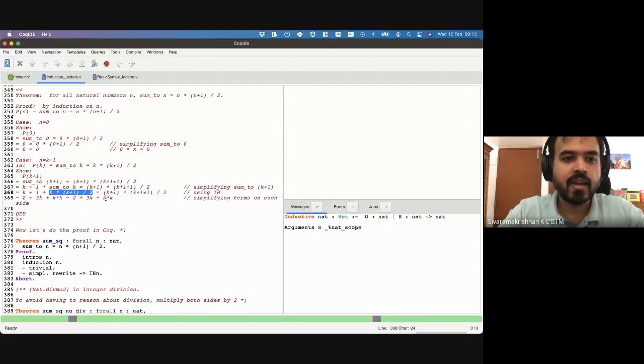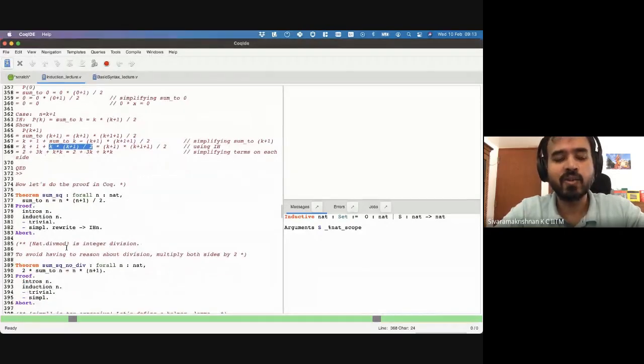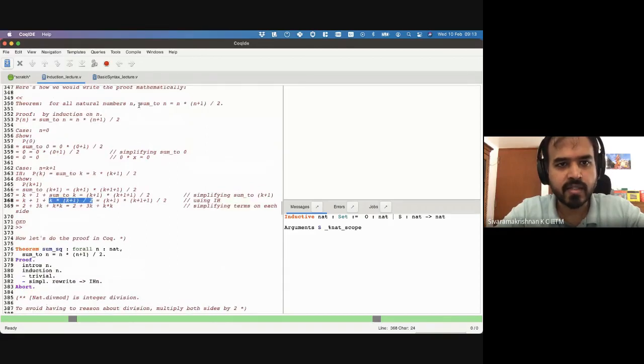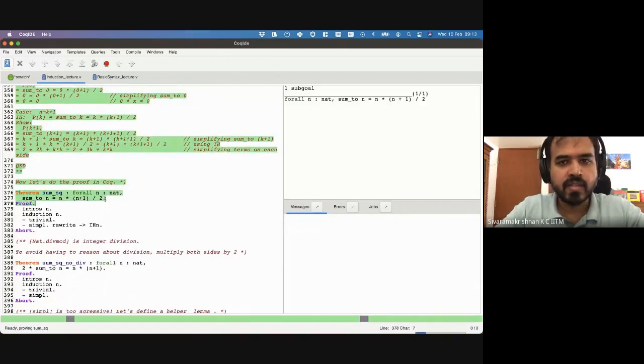On paper, you don't have to think a lot to convince yourself that this is how things are going to work out. But if you do stuff in Coq, you will obviously encounter a lot of tricky issues. So let's do the proof in Coq. We are going to start with the same theorem. So whatever I've written here, sum to n is n times n plus 1 divided by 2. So I've got that here. So let's start doing the proof.